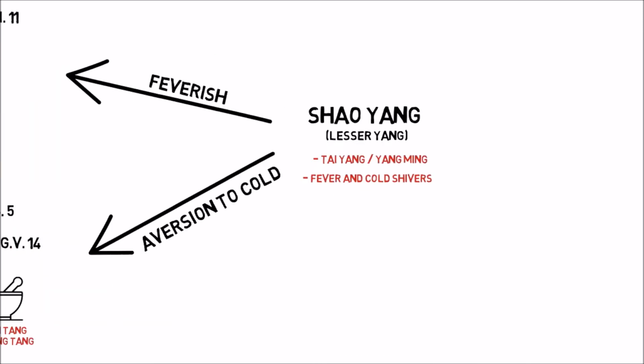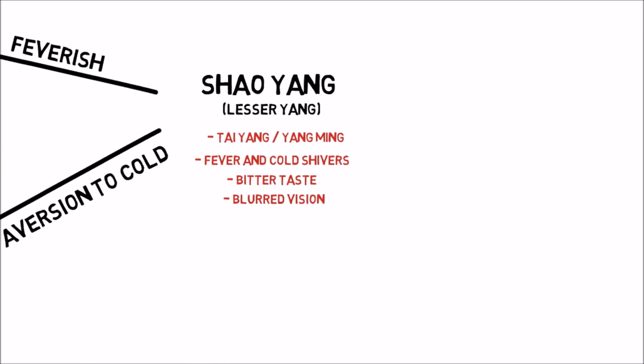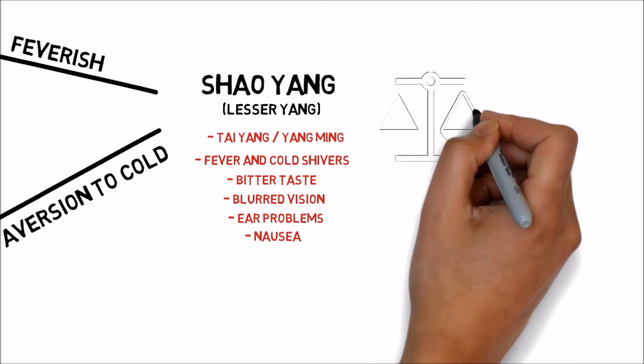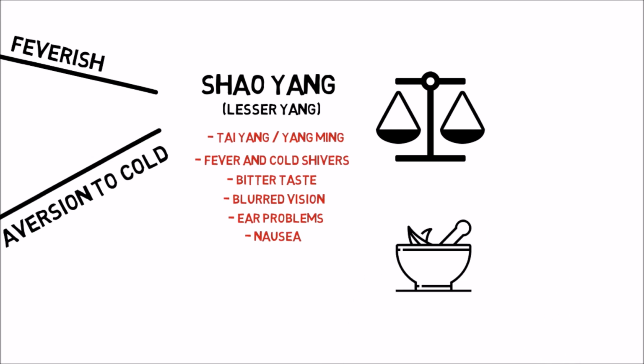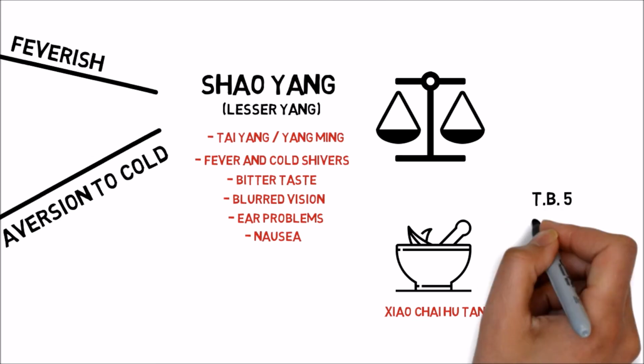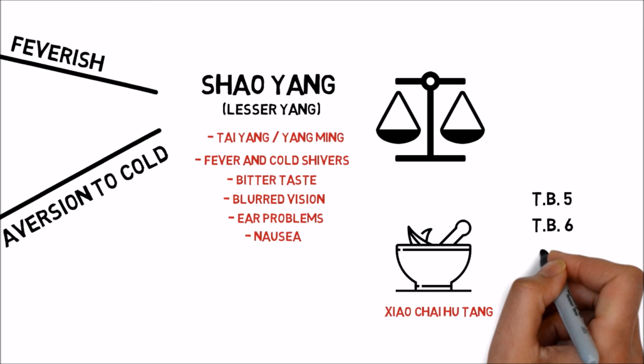Other symptoms include a bitter taste, blurred vision, ear problems, and nausea, which are of course typical of the gallbladder meridian. The treatment principle at this stage is to harmonize. There is actually a very specific formula to treat this stage, called small bupleurum decoction. Acupuncture points you can use are triple burner 5, triple burner 6, and gallbladder 41.